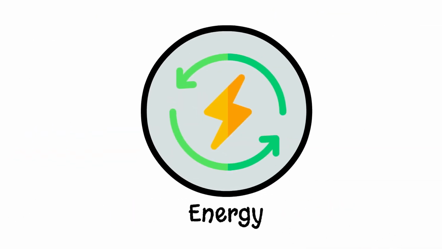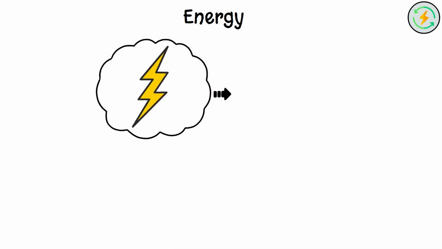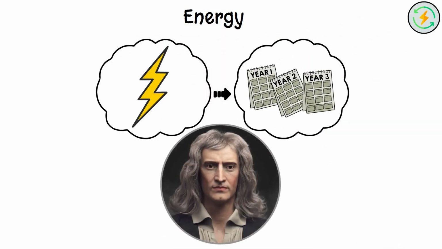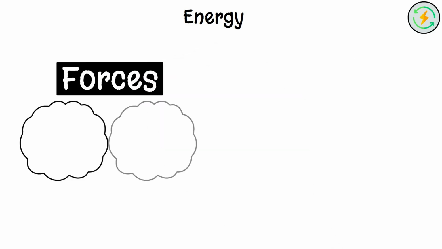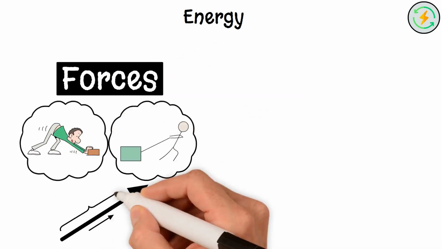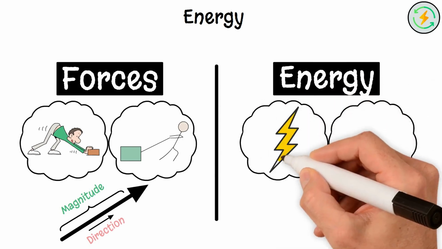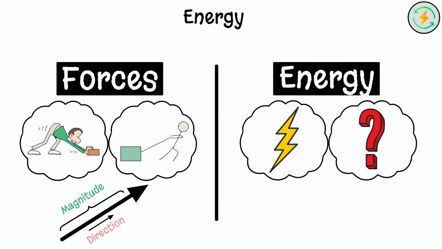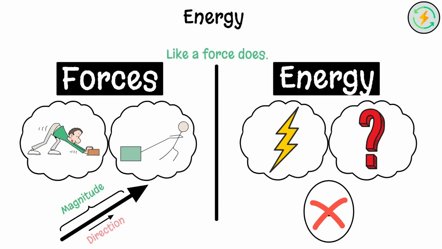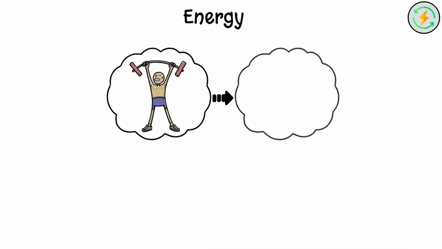Energy. Energy is a key concept in physics that came about a century after Newton's time. Unlike forces like pushing or pulling, which have both magnitude and direction, energy is just a number that tells us how much work can be done. It doesn't point anywhere like a force does. Work is a way of measuring how we transfer energy.